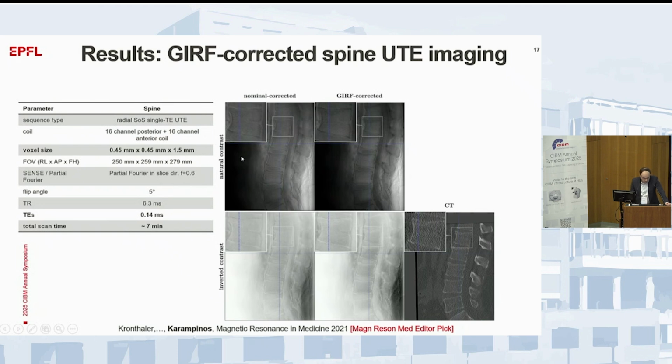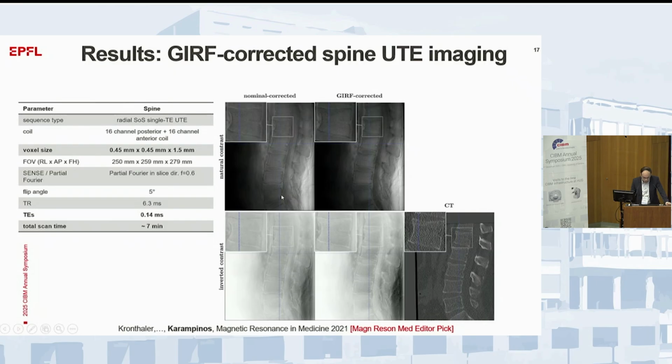Let's just look at some images of ultra-short echo time, looking at the spine. Here are UTE images using this nominal correction. This is a standard delay, just looking for one delay. In the middle, you have a GIFT-corrected acquisition that really reliably measures the gradient waveforms. In this type of image, you see that the bone looks relatively dark because it has a lower proton density, but still it is an ultra-short echo time acquisition.